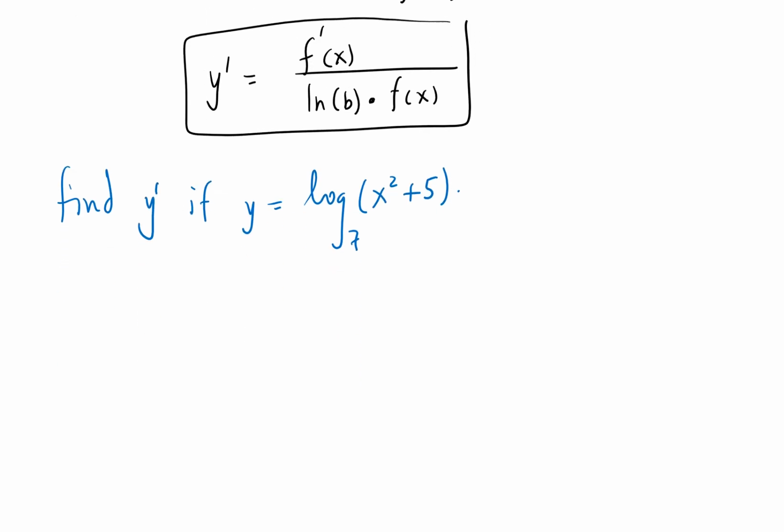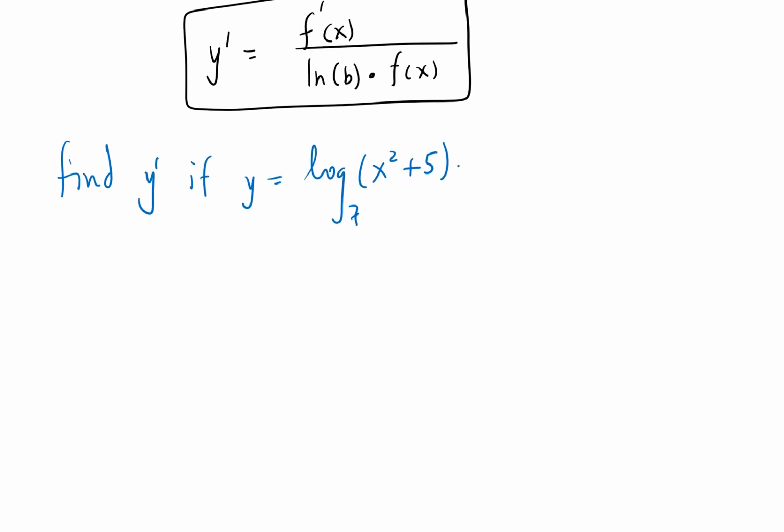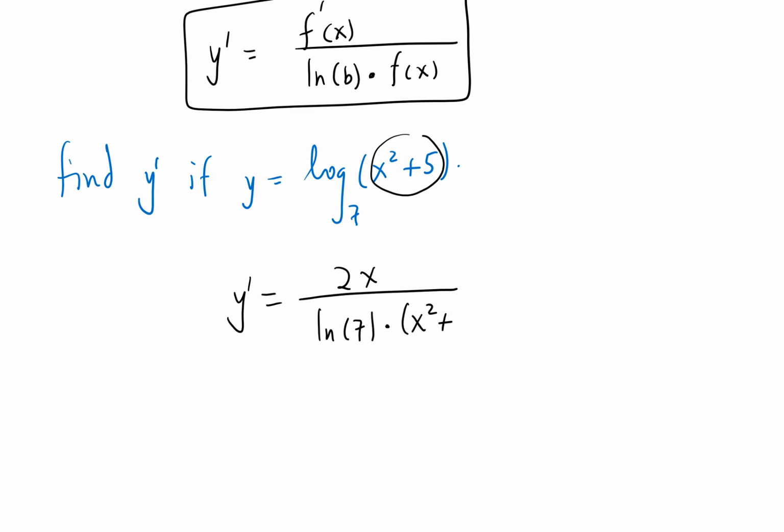So to find the derivative for this one, we say y prime is the derivative of this, 2x natural log of 7, times the function itself, which is the x squared plus 5.